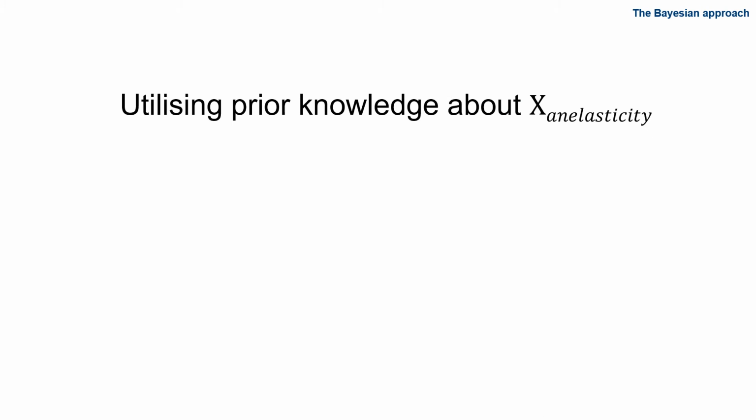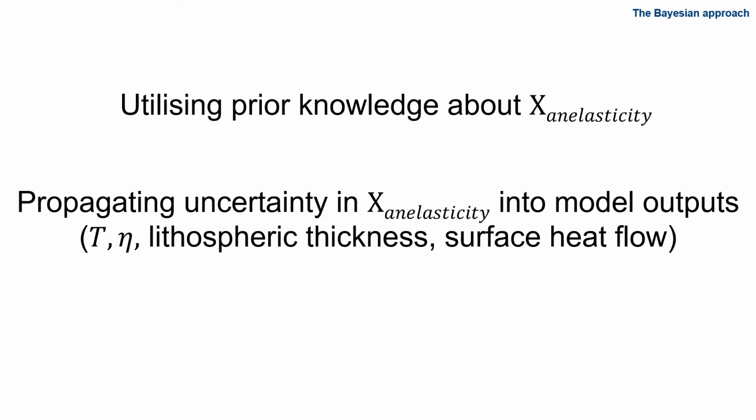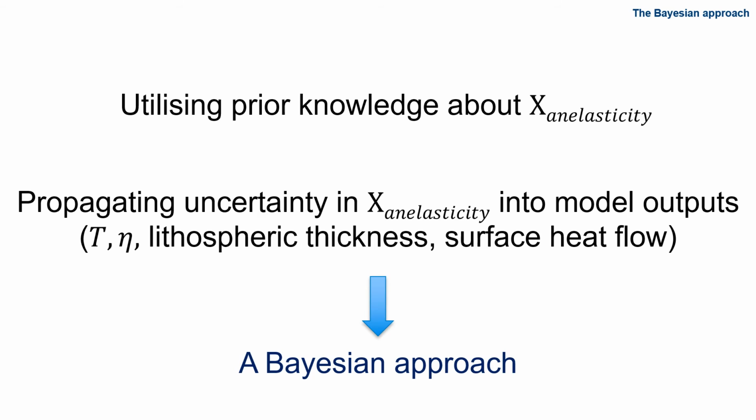In designing an inverse framework to model this problem, we wanted to capture prior knowledge from the literature about the anelasticity parameters. Since we wish to produce 3D self-consistent maps of Antarctic structure with properly quantified uncertainty, we needed a framework that allows us to naturally propagate uncertainty in the anelasticity model into uncertainty in the model outputs. This uncertainty should take into account the covariance structure in the model space. This meant that a Bayesian approach was the most logical way to tackle the problem.